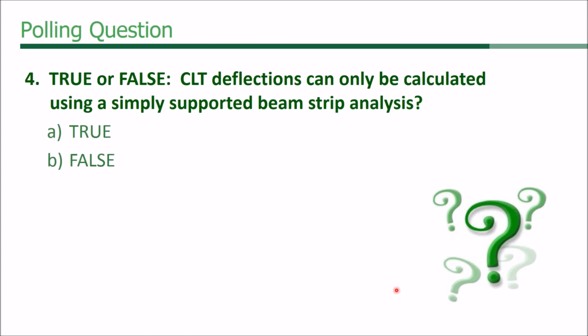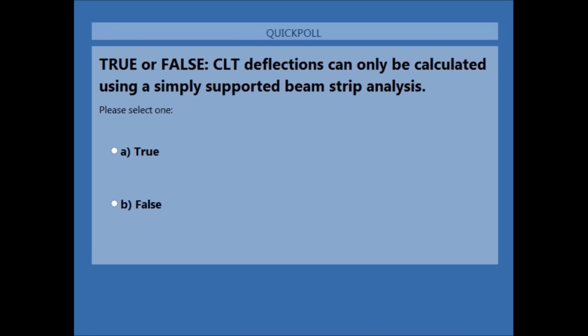Okay, I have another poll question here to break things up. True or false? CLT deflections can only be calculated using a simply supported beam strip analysis. All right, that's pretty straightforward, so I'm going to let y'all go. And hopefully this will be quick and easy for you. And again, remember to vote within the poll box.